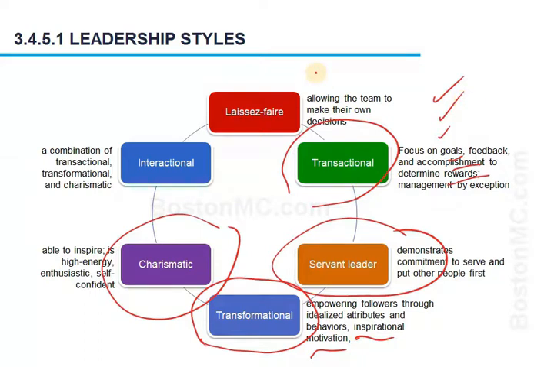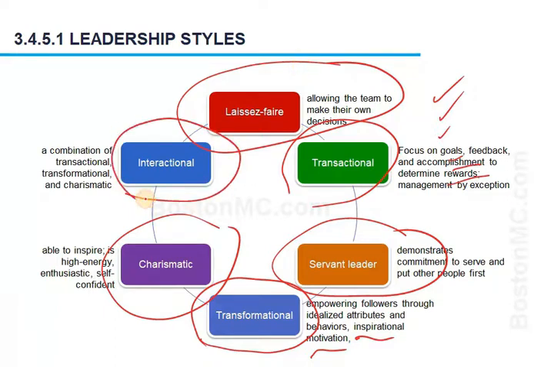Laissez-faire, a French word here, is a leadership style that allows the team to make their own decisions. It means they're consultative in nature. They listen really well to what the team wants. There is some harm in being overly laissez-faire, where you allow the team to make the decisions in instances where you should be making those decisions. So it is nice to have a balance between all of these leadership styles.